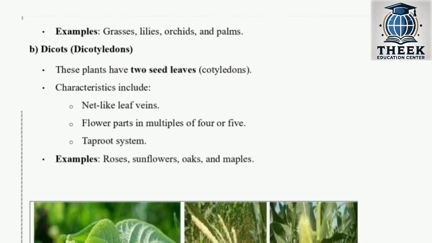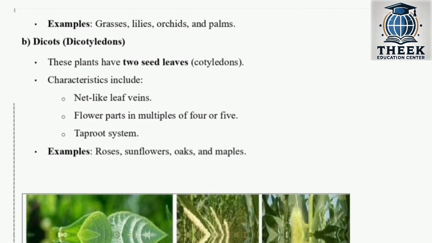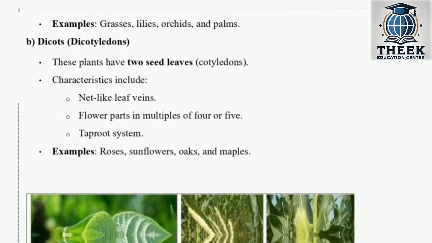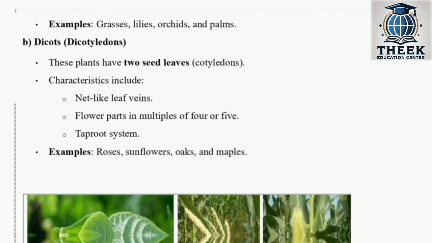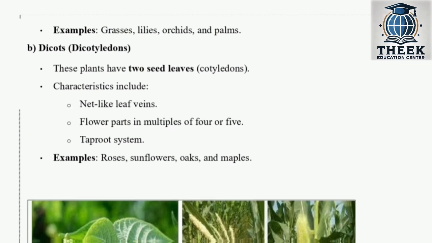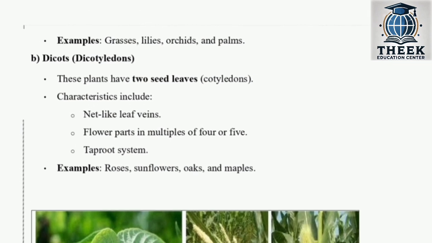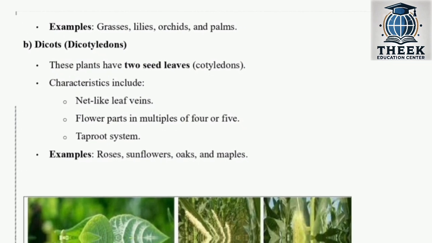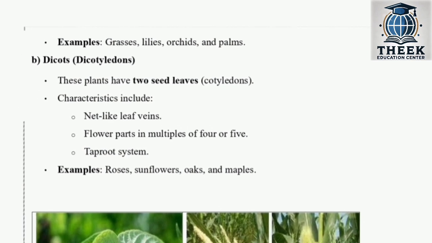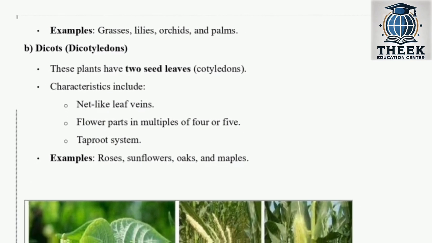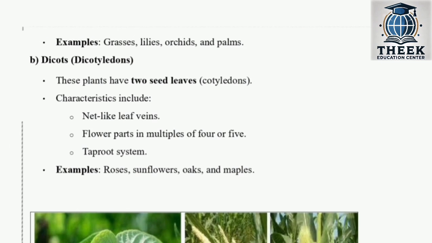Good examples of monocots are the grasses, the lilies, the orchids and the palms. They don't have taproots, they have a fibrous root system. Flower parts are in multiples of 3. Then they have parallel leaf veins, or the venation is parallel.